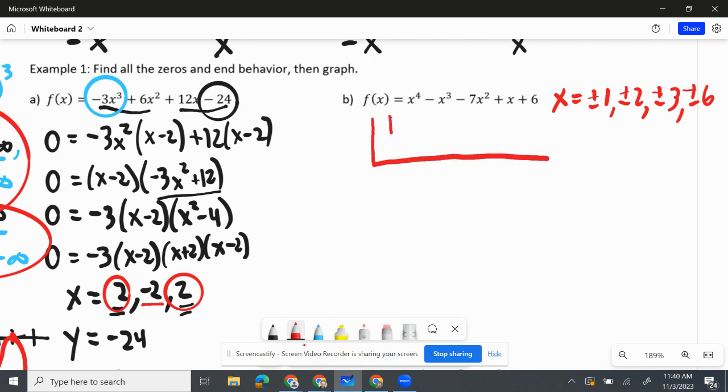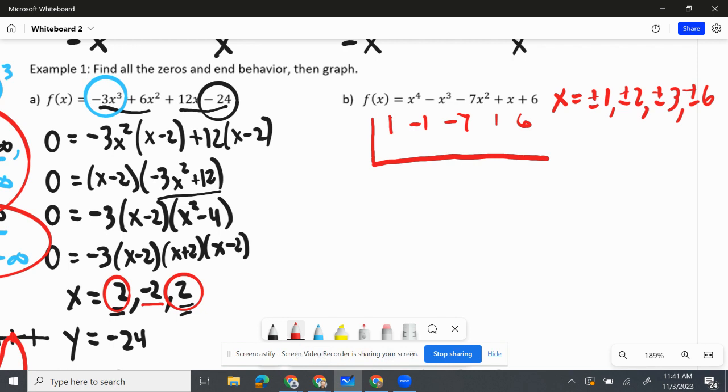I have 1, -1, -7, 1, and 6. And when I'm looking at trying to figure out one of the values, what I have to do is guess. One thing that I always look at is if I add up all the coefficients, do they equal 0? And in this case, they do.